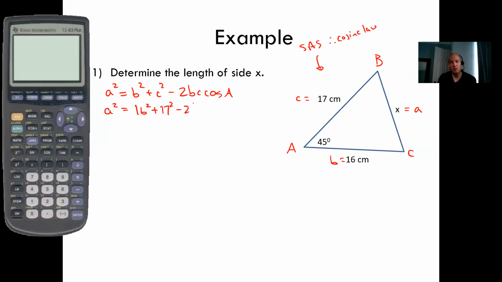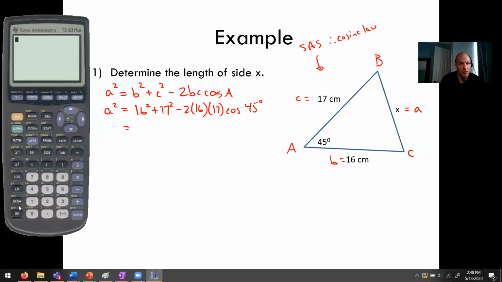Nothing too tricky about it. So we'll go 16, 17, we'll go cosine of 45. Okay? So all we do is we go to our calculator here, so we make sure the thing is turned on. Make sure you're in degree mode, and then we'll go 16 squared plus 17 squared, and then minus 2 times 16 times 17. You don't even have to write multiplied by cosine of 45.